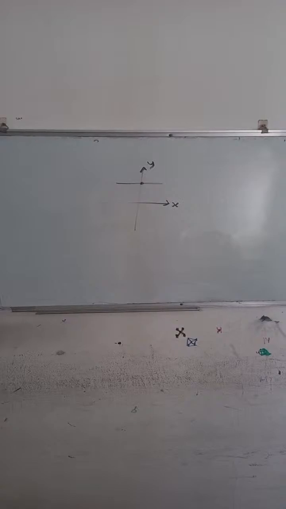What is the answer? Can anyone type? It's easy, no? We have to find the quadratic equation. SOZ and POZ are given. Then x square minus alpha plus beta into x plus alpha into beta. That's it.